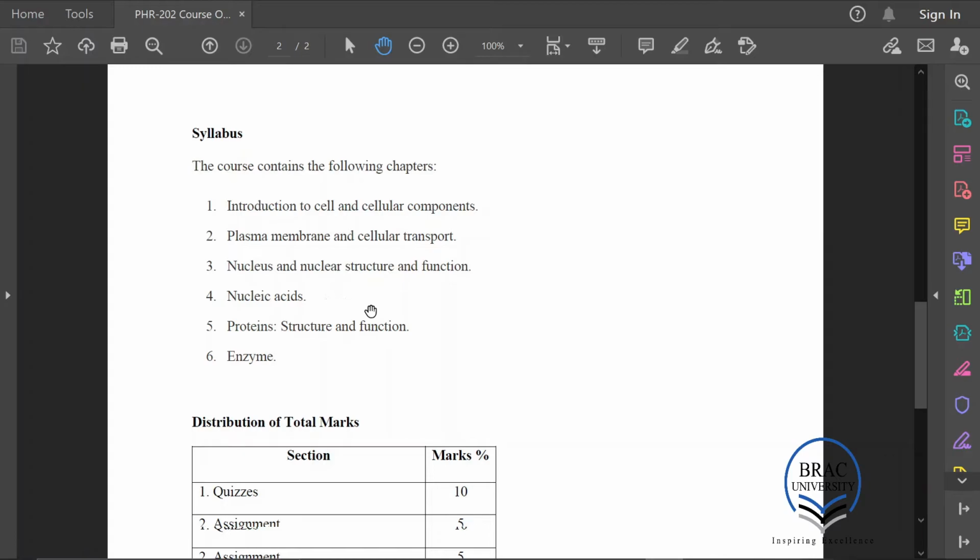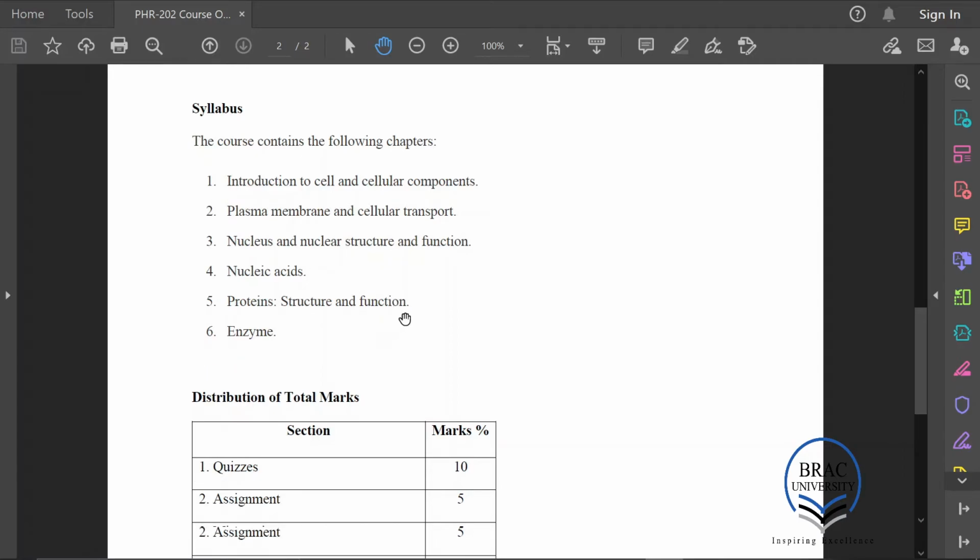The fourth chapter is nucleic acids. There are 2 types of nucleic acids, DNA and RNA. DNAs are deoxyribonucleic acids, RNAs are ribonucleic acids, and they have very important roles in the maintaining of life.